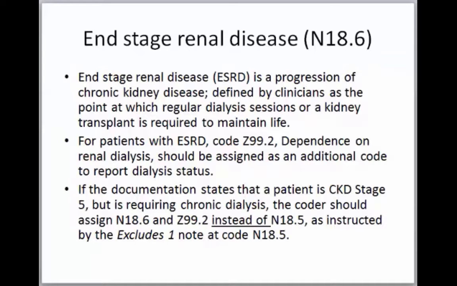And this last bullet point, you might see in the medical record that a doctor has documented that a patient is stage 5 but is requiring chronic dialysis. The coder is not going to code stage 5. The coder is going to immediately go in and code the end-stage renal disease, N18.6, and the dialysis, Z99.2, following the instructional notes under the Excludes 1 note there at N18.5. So just as there are times when a coder can make a decision that isn't based on the provider's documentation, this is one of those times.